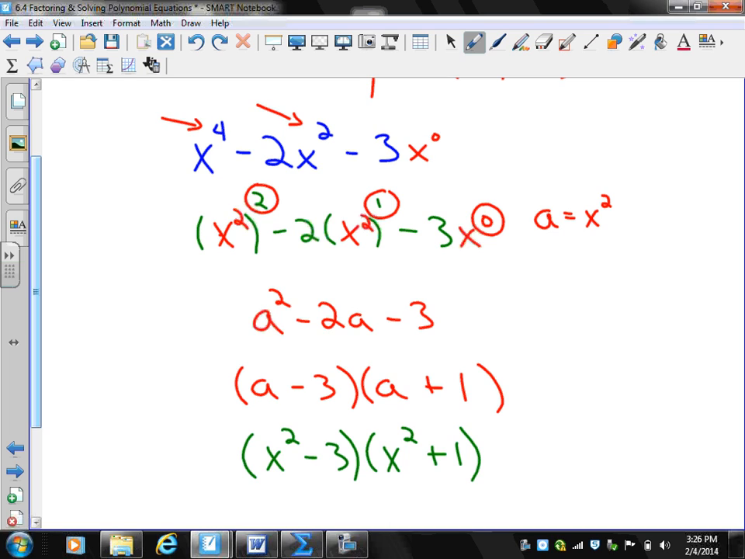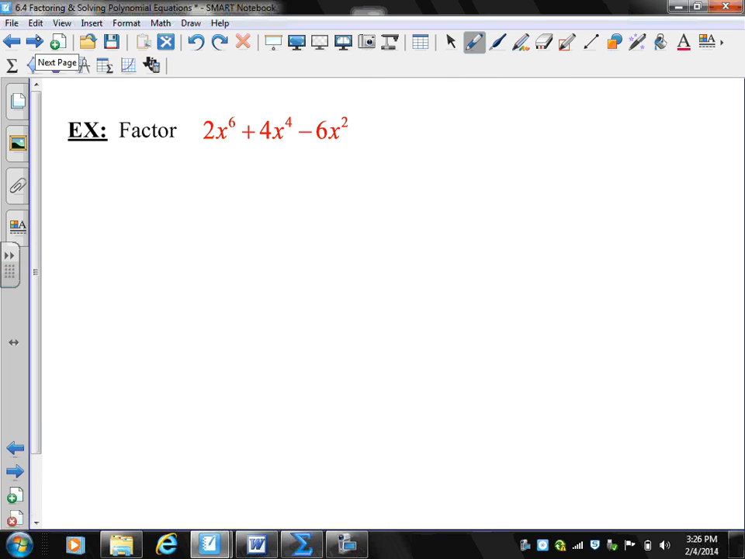So we're going to factor 2x to the 6th plus 4x to the 4th minus 6x squared. So again, what's always the first type of factoring you should try? That's right, it's greatest common factor. So we have a 2 that we can pull out, and we can also pull out an x squared from all the terms, right? So I'm going to pull both of those things out and then see what I'm left with. So if I pull out a 2x squared, well, 2x squared times what is going to give me 2x to the 6th? Well, it's going to be x to the 4th.